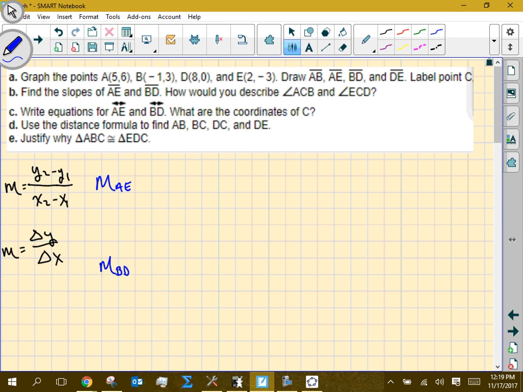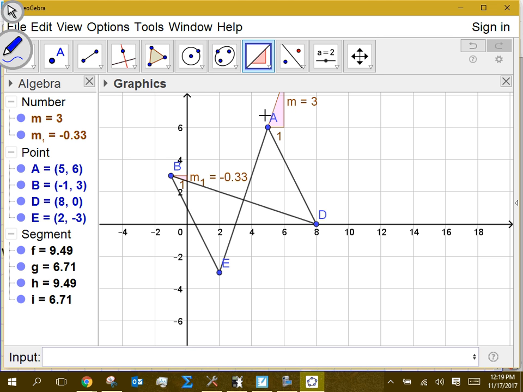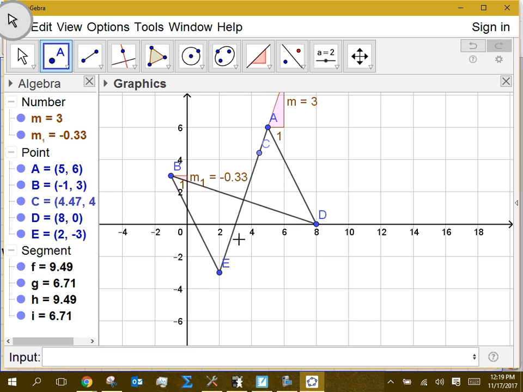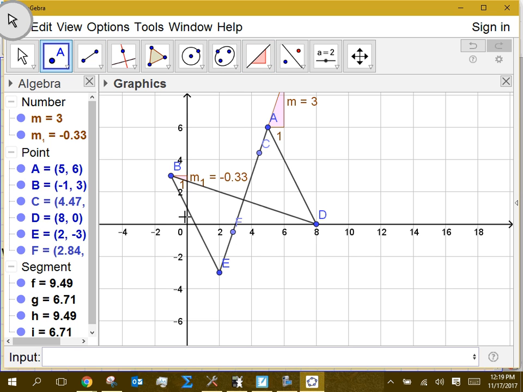Control A selects everything, and then delete will clear. So I'll find a slope of AE. Now I need to use the points that exist on AE, and you can use any set of points that you want to that exist on AE. Okay, if I take that point there and that point there, okay, let's just kind of convince you of this.